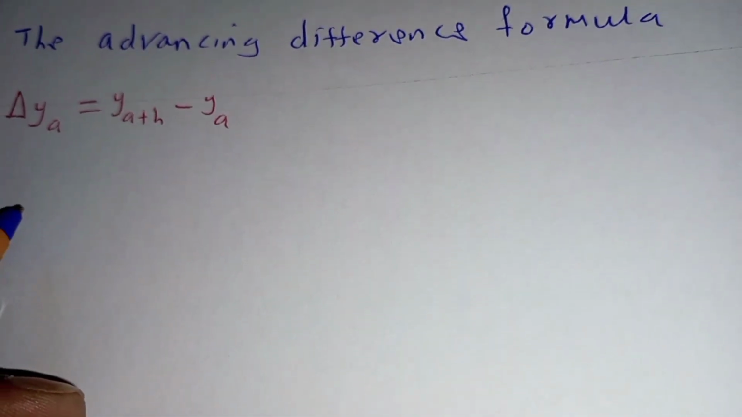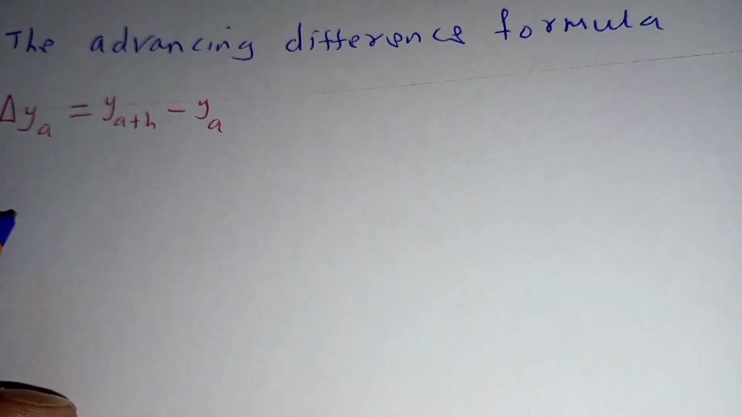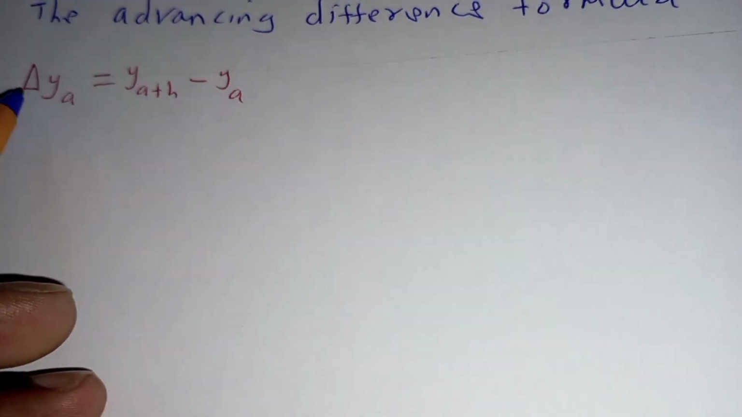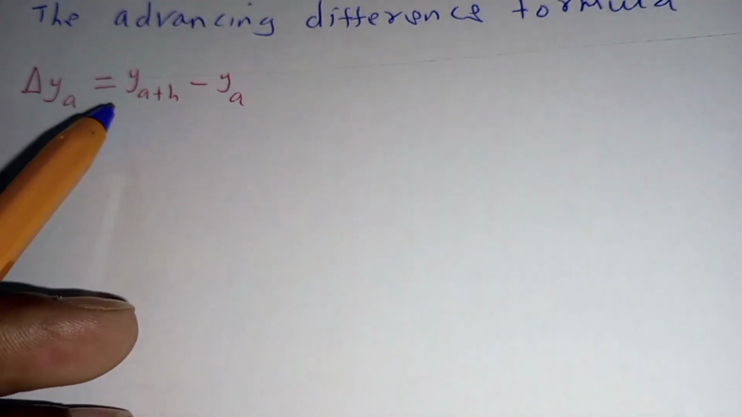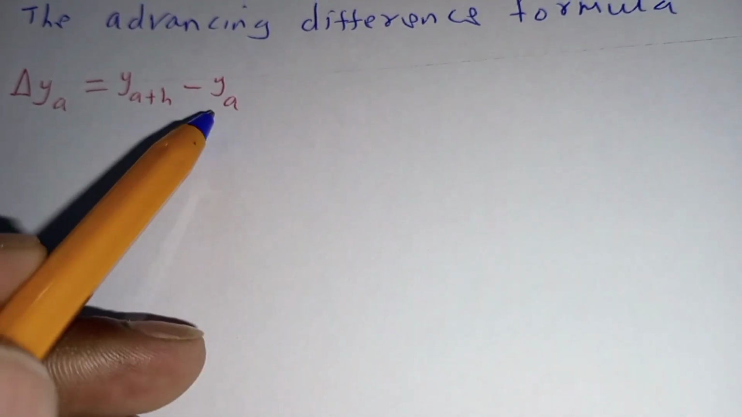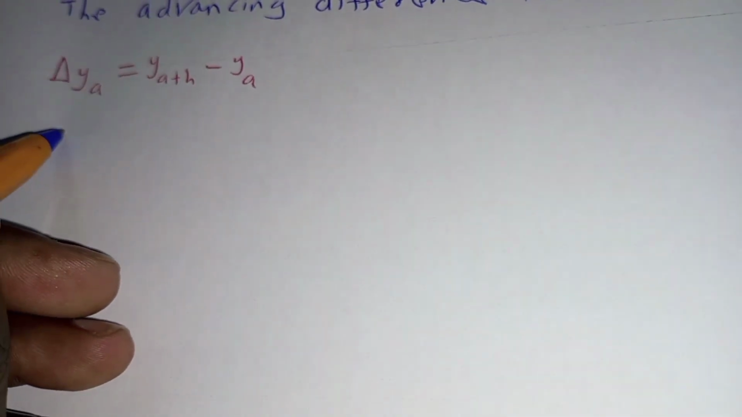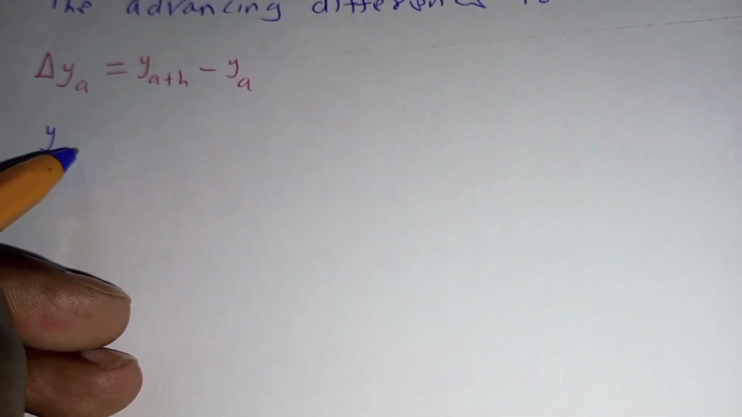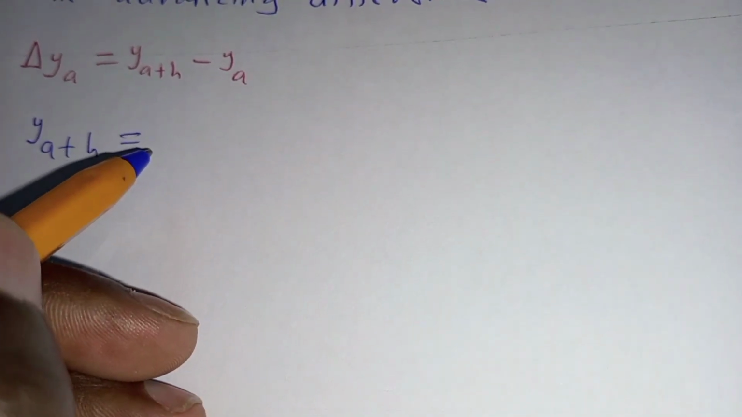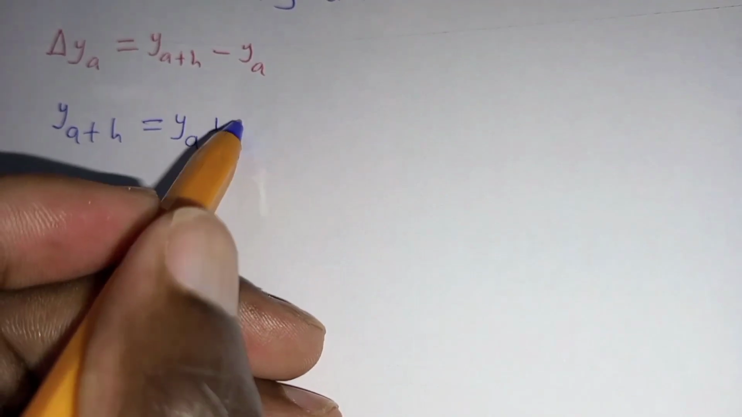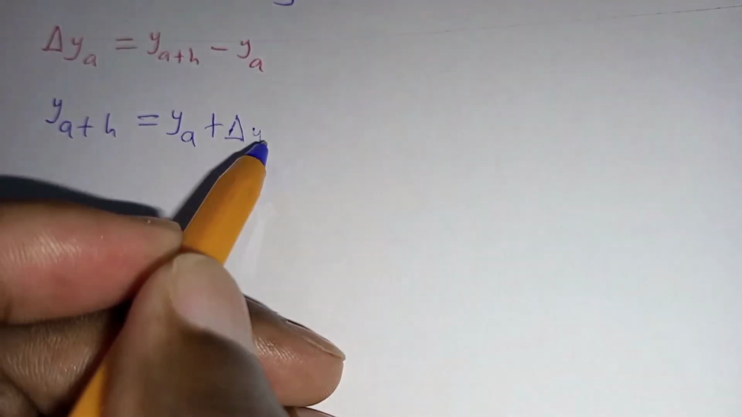Today's focus is on the advancing difference formula, which in general is given by the first difference of y of a, equal to y of a plus h minus y of a. Now from here, it follows that y of a plus h is equal to y of a plus the forward difference operator of y of a.